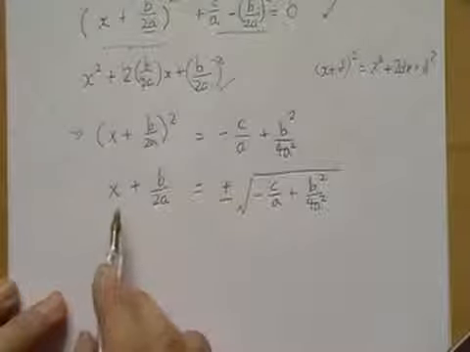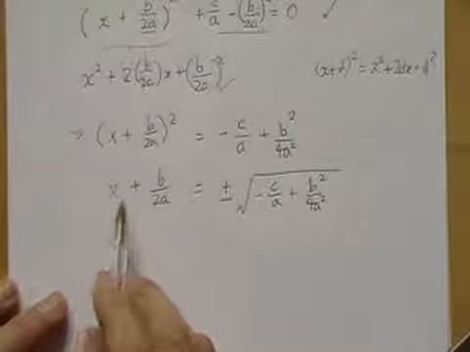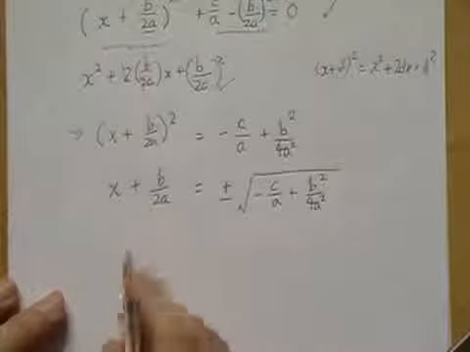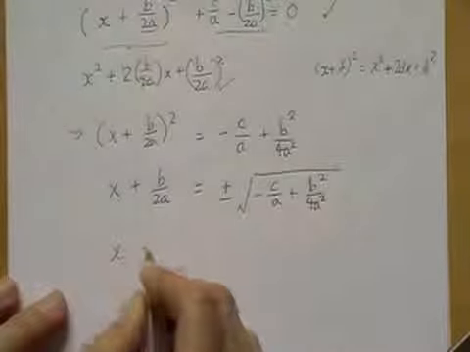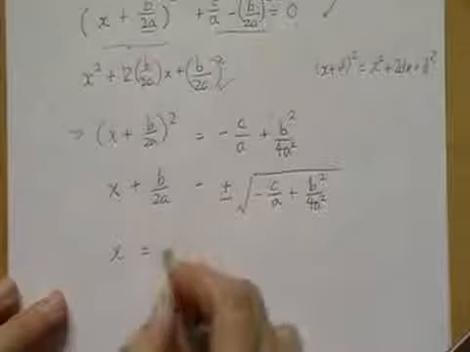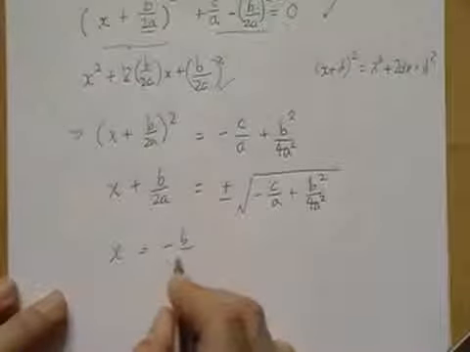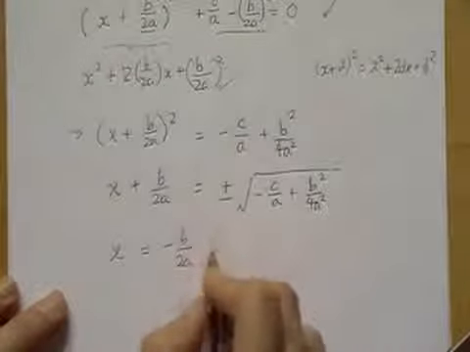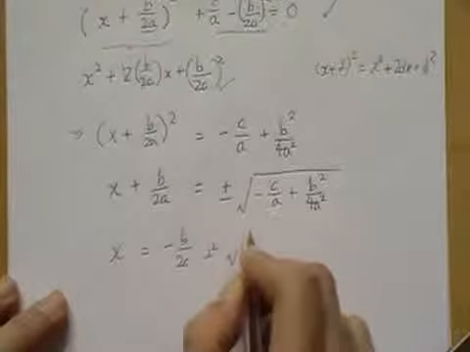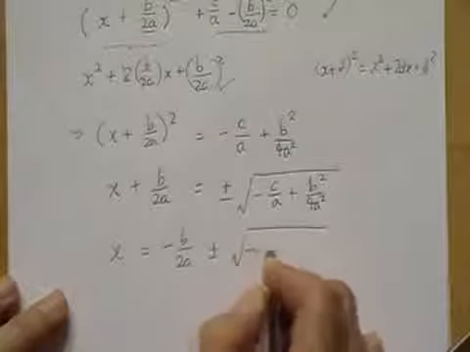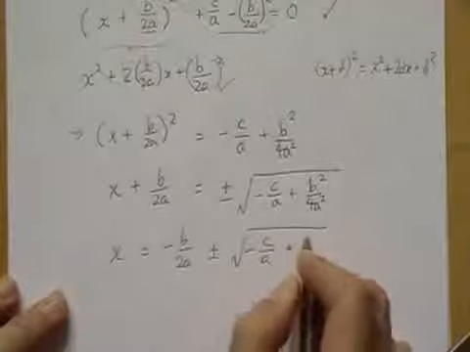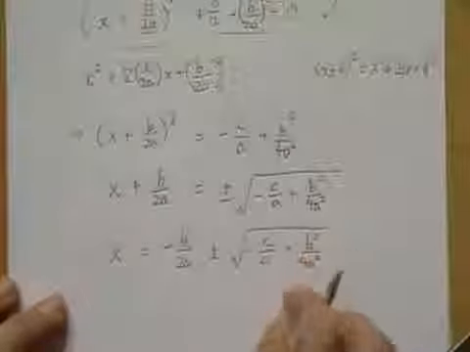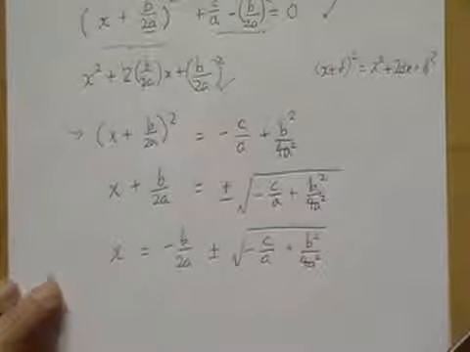And finally, you can see that we can now find x by moving this to the other side. So if I subtract both sides by b over 2a, I would finally have the solution. So this is the formula.